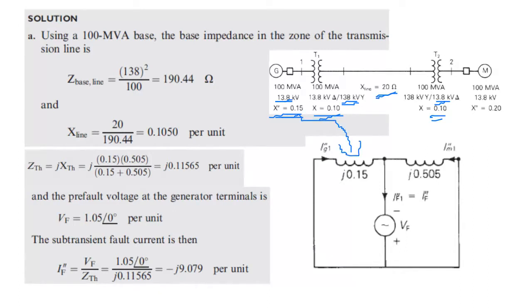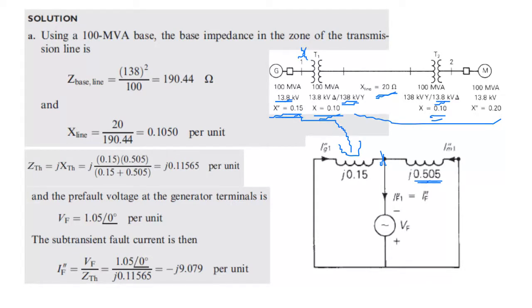0.15 in here, and the fault happens at bus number 1, therefore you will put it at bus number 1 here, like this. And all the rest here is added. Okay, summation, 0.505. Now we want to find the fault current, so we use what?